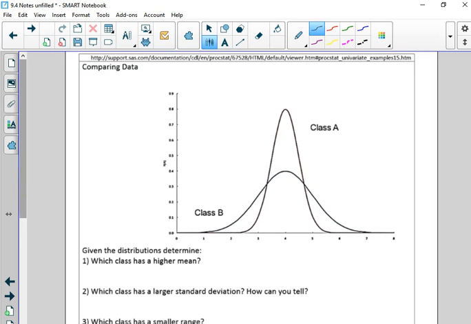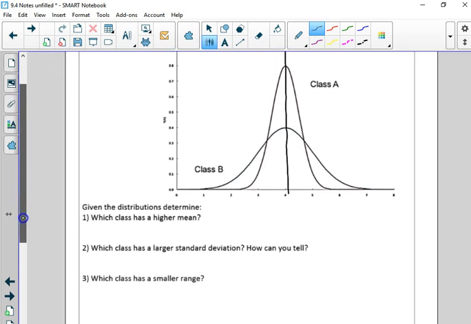Okay, now, comparing data. If you look at this, if you draw a line straight down the middle, both of those graphs are symmetrical. Both of them are normally distributed because the highest point, the mode, is also the median and the mean. Okay? And you could fold it over 50-50. So they're both normal. They're both symmetrical.